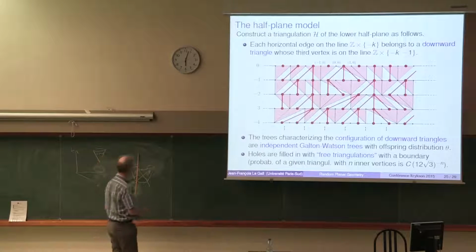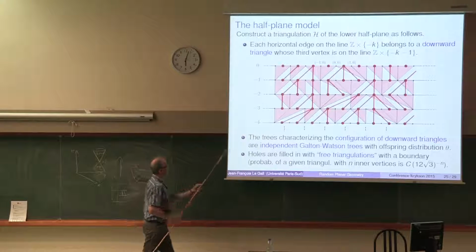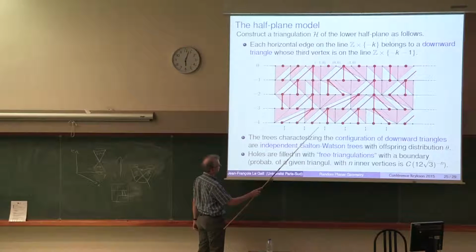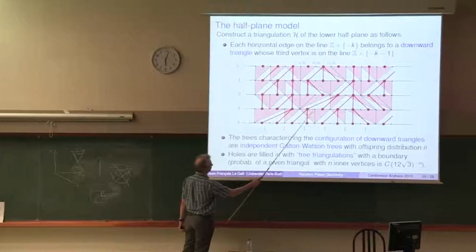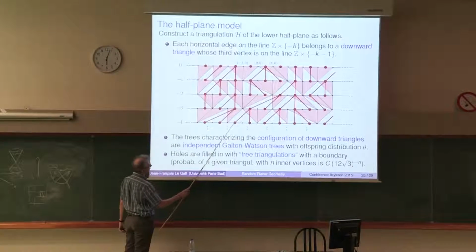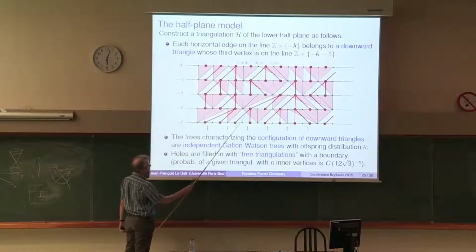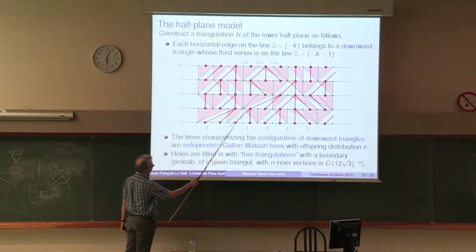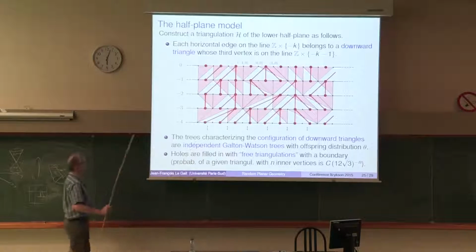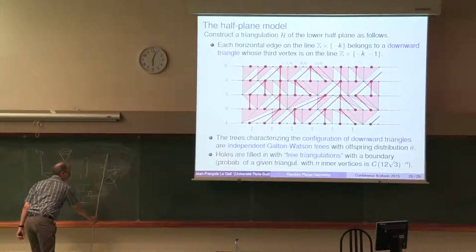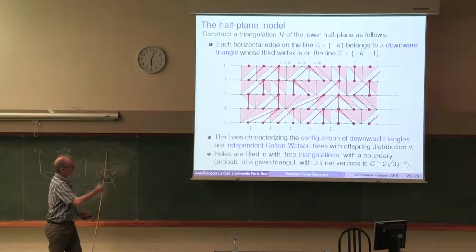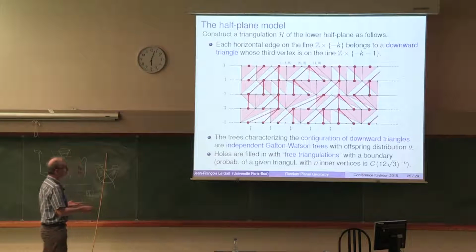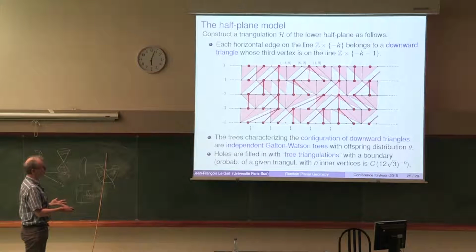Okay, so you see it's again the same. You say that, for instance, this vertex here corresponding to this edge here is a child of this vertex here, if when you look at the white hole containing this edge, it is bounded on the right by the pink triangle containing this one. Okay, so it's just exactly the same rule as before. So you can define the configuration of triangles so that the coding forest is made of independent Galton-Watson trees. And then what you do, you fill in the holes with free triangulations with a boundary.